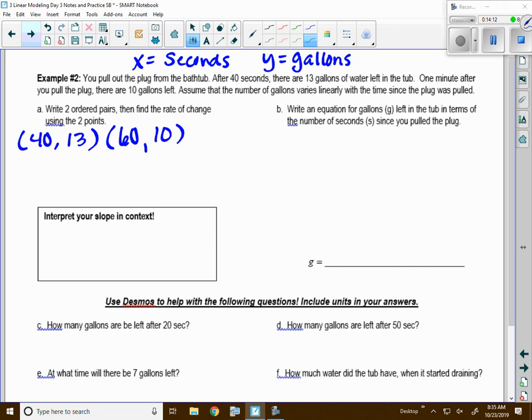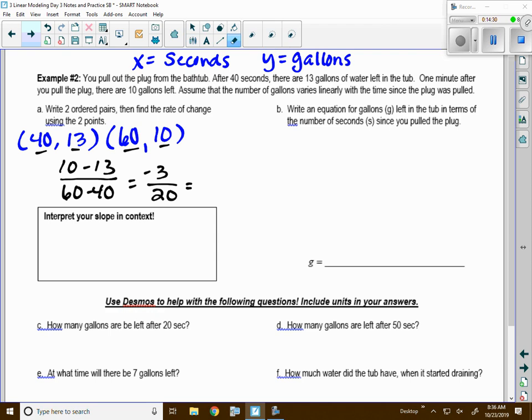All right, in the same little area here, we're going to find the slope. Okay, so we're going to do our Y's on top, 10 minus 13. On the bottom, 60 minus 40. Ooh, I think we'll leave it like that. I don't think that we can simplify that. We'll have to leave it as negative 3 over 20. Okay, what's this mean? What's negative 3 over 20 for our slope mean in context of a bathtub draining?